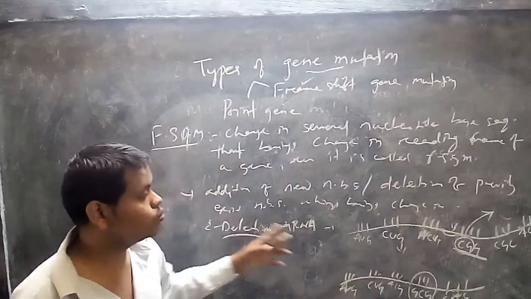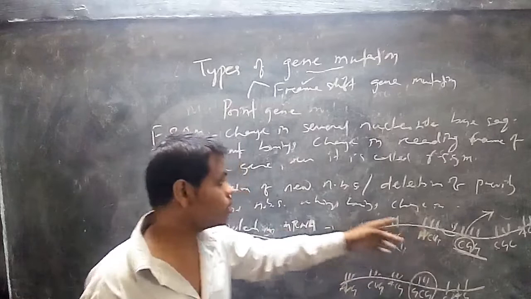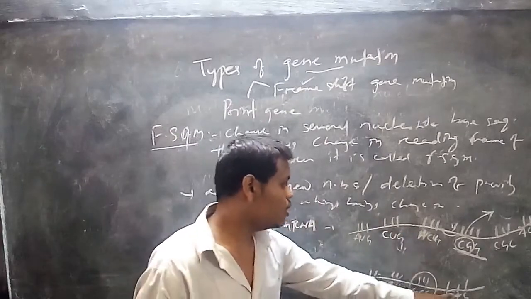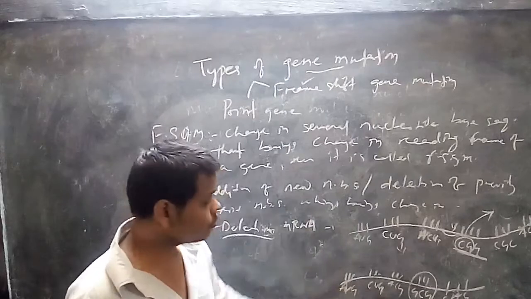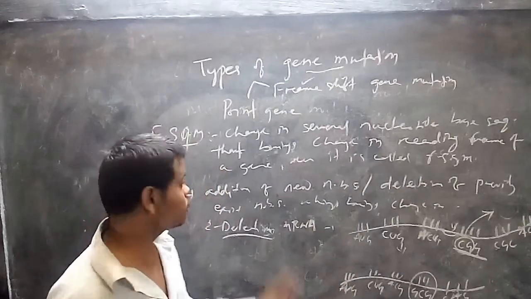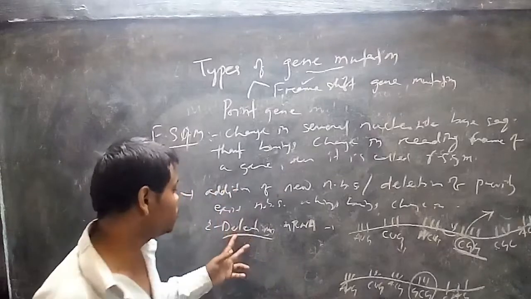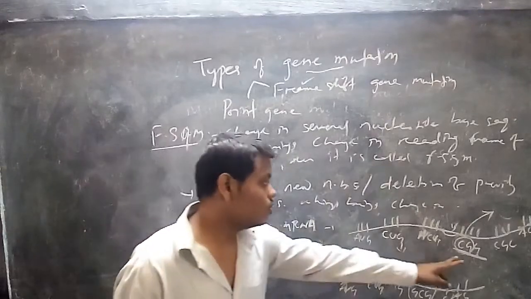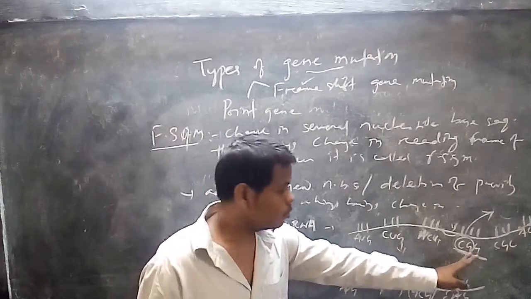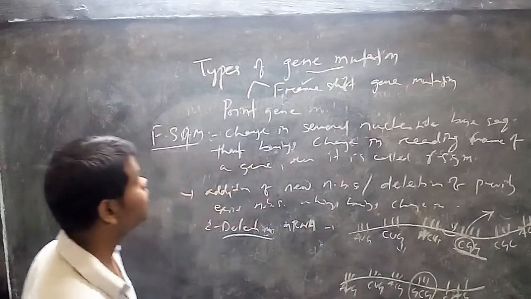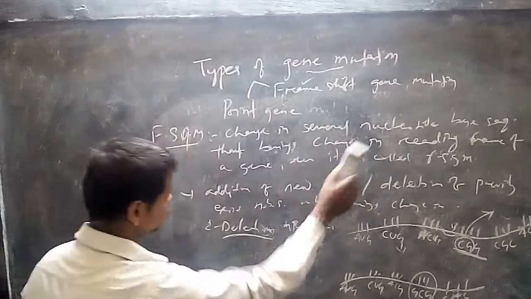When an addition or deletion of more than one nucleotide base occurs, and that changes the reading sequence of the gene, then that is called a frame shift gene mutation. This frame shift gene mutation occurs due to the addition of several nucleotides or the deletion of several nucleotides. This is the thing about gene mutation.